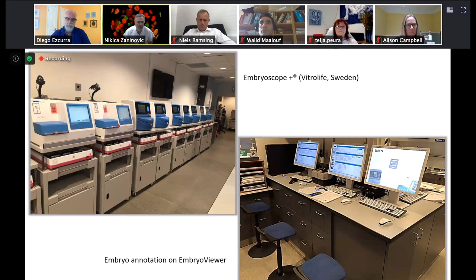This is how we have our lab at Cornell. We have seven EmbryoScope Plus units, along with the two old ones. If you can see on the left-hand side, that's the first EmbryoScope we got in 2009, and there is a signature on it, still there.